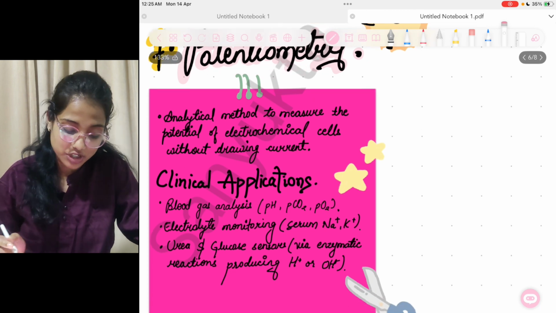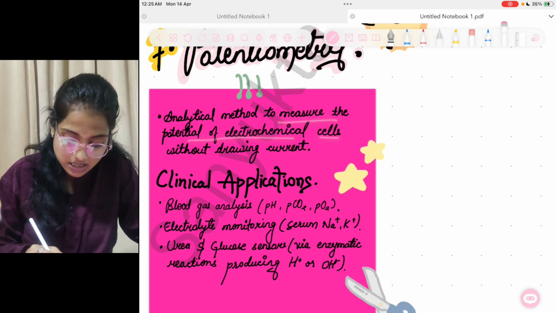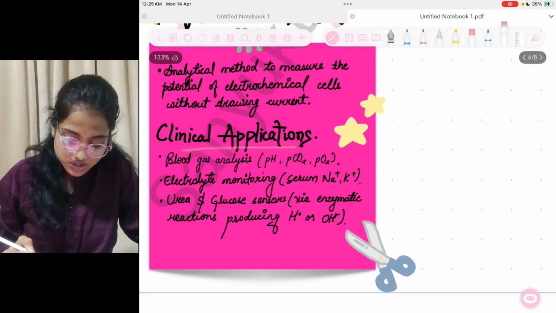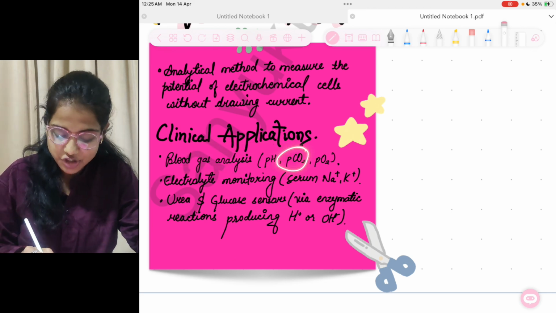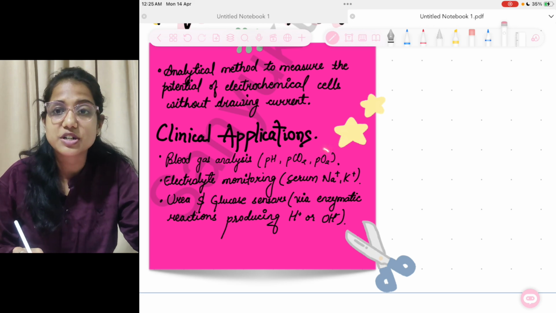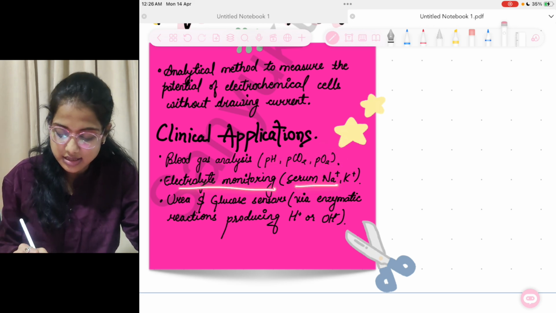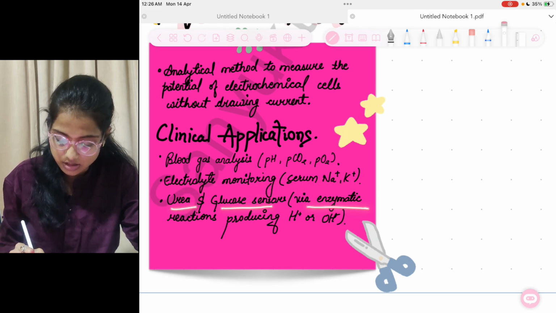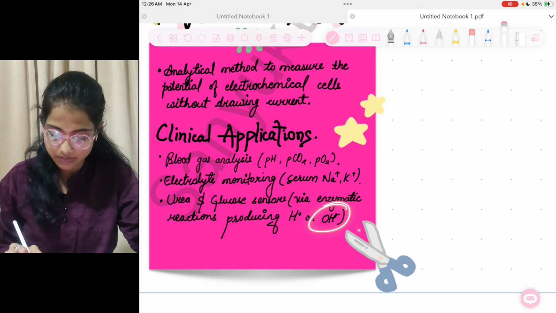And the last is potentiometry. Potentiometry is an analytical method to measure the potential of electrochemical cells without drawing current. Clinical applications will be blood gas analysis, like partial pressure of carbon dioxide, partial pressure of oxygen, or pH also. Electrolyte monitoring, that is serum sodium and potassium, and urea and glucose sensors via enzymatic reaction producing hydrogen or hydroxide ions.